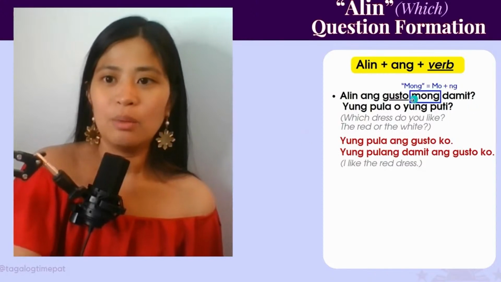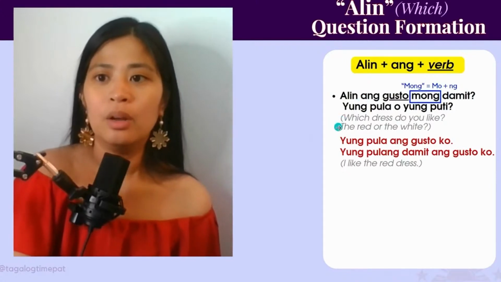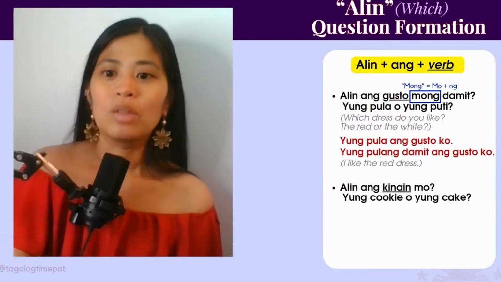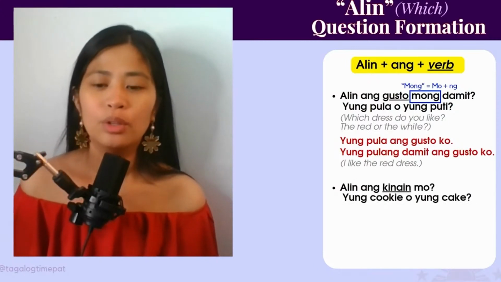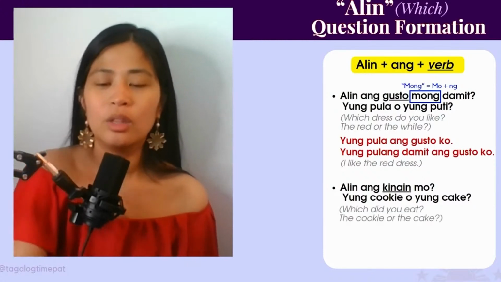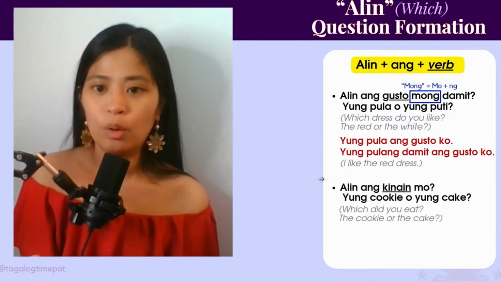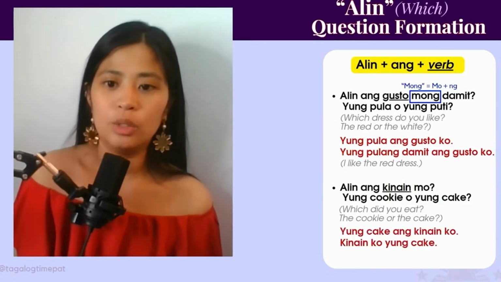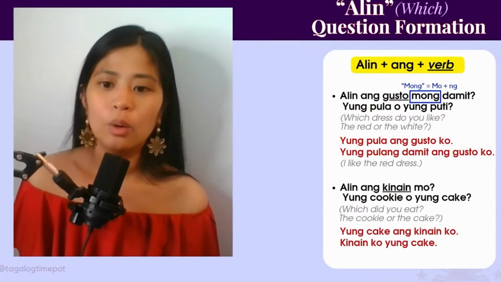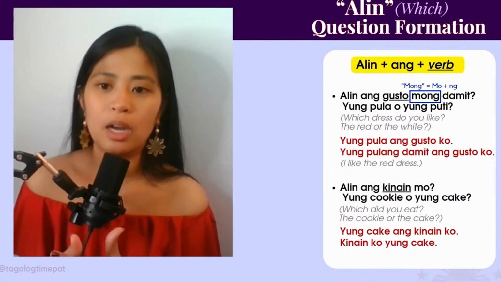And then I want to point out, mong up here is just mo plus nang put together. So, alin ang gusto mo ng damit? Alin ang kinain mo? Yung cookie or yung cake? Which did you eat? The cookie or the cake? So, there's alin, then ang, then a verb. Your response, yung cake ang kinain ko. I ate the cake. Or, kinain ko yung cake. So those are the different ways you can respond.